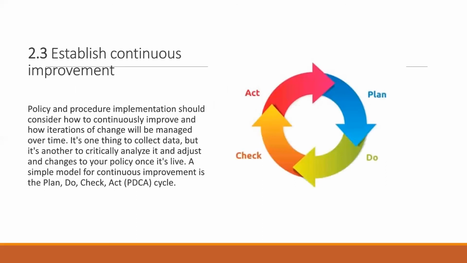Establish continuous improvement. Policy and procedure implementation should consider how to continuously improve, and how iterations of change will be managed over time. It's one thing to collect data, but it's another to critically analyze it and adjust changes to your policy once it's live. A simple model for continuous improvement is the plan, do, check, act, PDCA cycle.